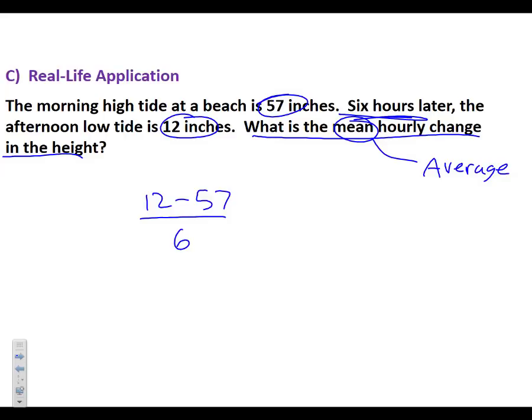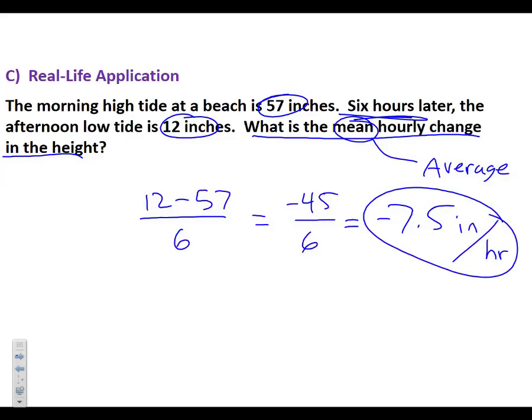Of course, 12 minus 57 is going to give us a negative 45 divided by 6, which would give us a negative 7.5. So that would be a negative 7.5 inches per hour. So that means the tide decreased at an average rate of 7.5 inches per hour. Ladies and gentlemen, please don't hesitate to ask questions in class if you have them.